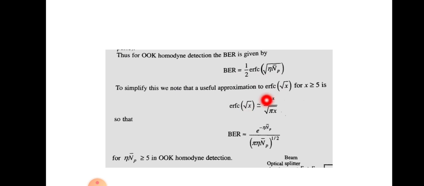And we can write ERFC of X for X greater than or equal to 5: ERFC of square root X is equal to e raised to minus X into root of pi X. Therefore bit error rate equals e raised to minus eta NP bar divided by (pi eta NP bar) whole raised to 1 by 2. That means eta NP bar is greater than or equal to 5 in the case of OOK homodyne detection.